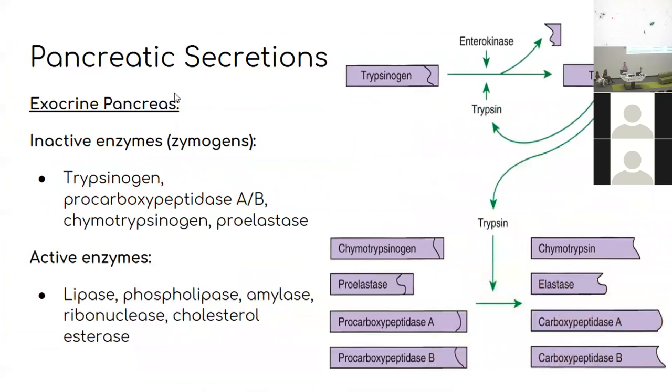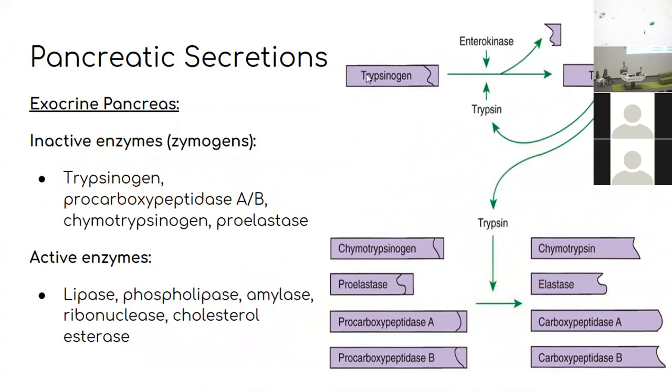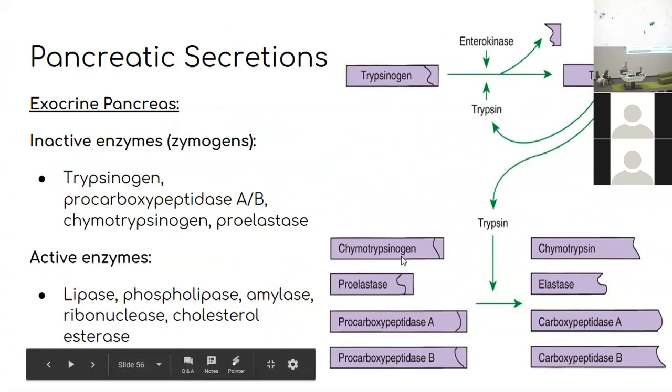Pancreatic secretions, so you've got inactive and active enzymes. Your inactive ones are termed zymogens, the main one being trypsinogen. So trypsinogen will be released from the acini, travel through the ductal system, and move into the duodenum, where it will be activated by the membrane-bound enterokinase. So it's very important to know that, which will cleave it into trypsin, and then trypsin can activate itself more, and trypsin will then go on to activate the rest of the inactive enzymes.